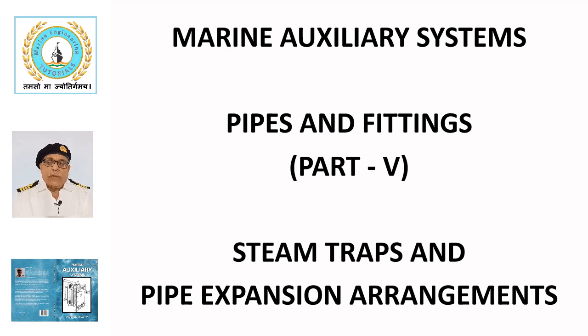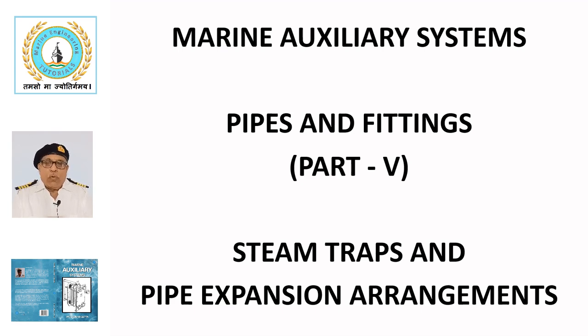Then we will study the construction and operation of thermostatic type steam traps. After that, we will discuss the construction and operation of thermodynamic type steam trap. Next, we will learn about the purpose and construction of steam pipe expansion joint. Finally, we will study the purpose and construction of exhaust pipe expansion bellows.